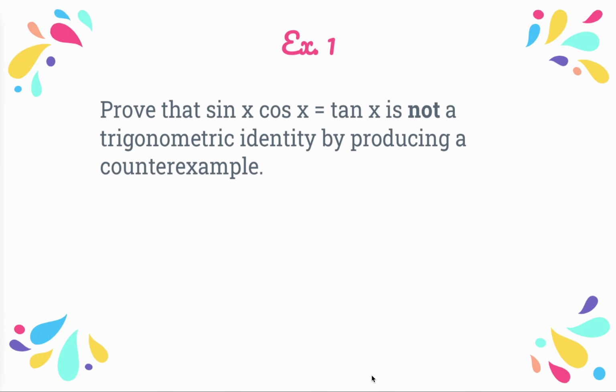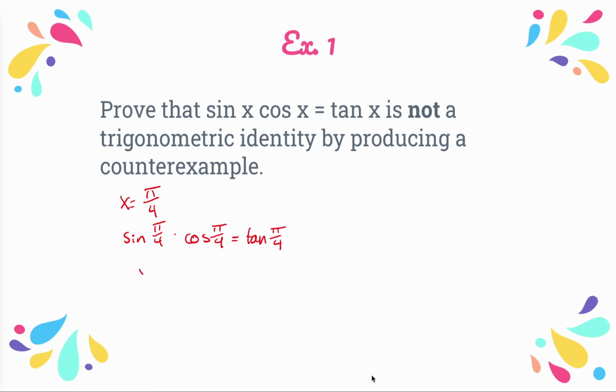All right, so with trig functions, prove that sine x cosine x equals tangent x is not a trigonometric identity by producing a counterexample. So any value of x that we can plug in here where sine x times cosine x does not equal tangent x would be a counterexample. In this case, I'm going to pick x equal to pi over 4. So plug that in, sine pi over 4 times cosine pi over 4, and see if that's equal to tangent pi over 4.